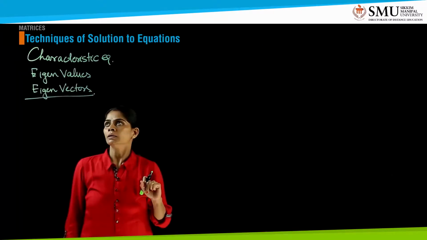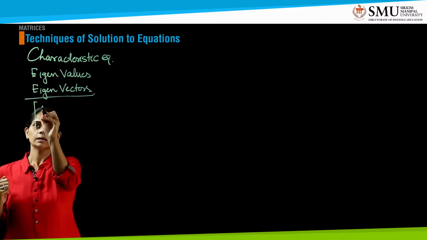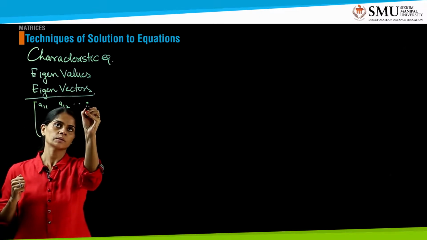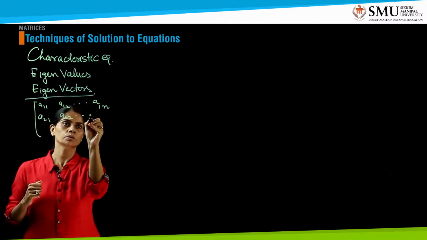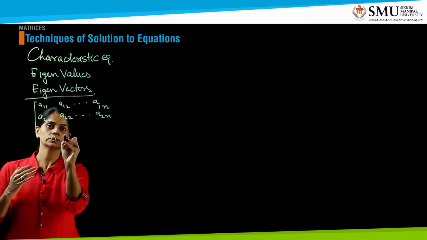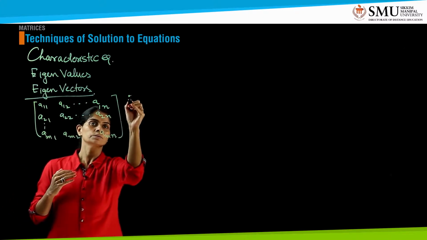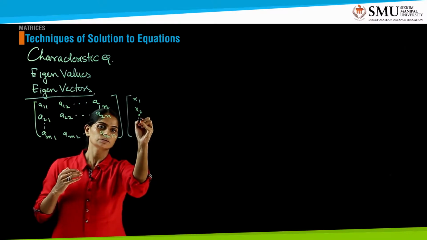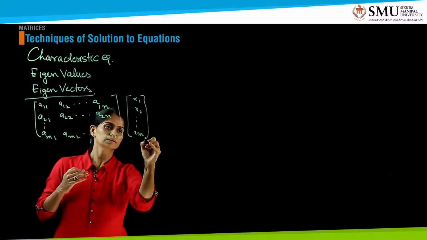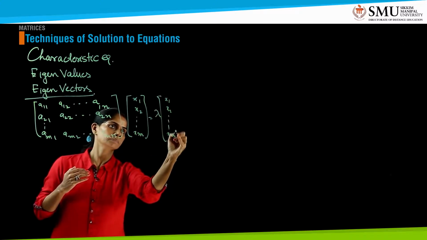Now, let us define the concept of characteristic equation, eigenvalues and eigenvectors. Suppose you have a system of equations written in matrix form: a11, a12, so on up to a1n, a21, a22, so on up to a2n, up to am1, am2, so on up to amn, into x1, x2, so on up to xm. This is equal to lambda times x1, x2, so on up to xm.